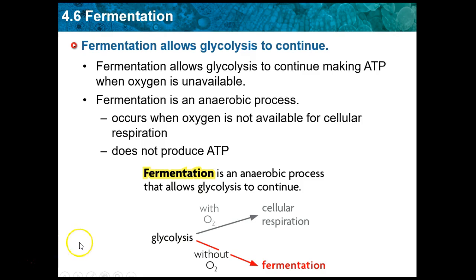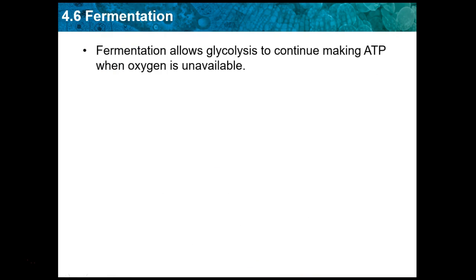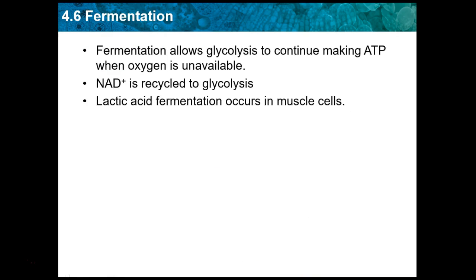Okay, so fermentation is an anaerobic process that allows glycolysis to continue. So glycolysis, when there's oxygen around, is going to allow for cellular respiration to occur. Glycolysis, when there's not oxygen, then there's going to be fermentation that happens. Fermentation is going to, again, allow glycolysis to continue making ATP. So fermentation itself does not make ATP, but it allows glycolysis to continue, which makes a small amount of ATP. Even when oxygen is not available, glycolysis is still going to happen. And our molecule NAD, with the little plus sign because it's polar, is going to be recycled to glycolysis again.